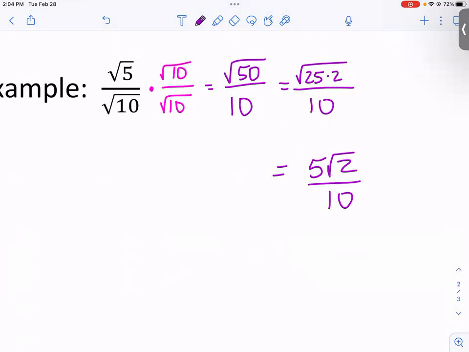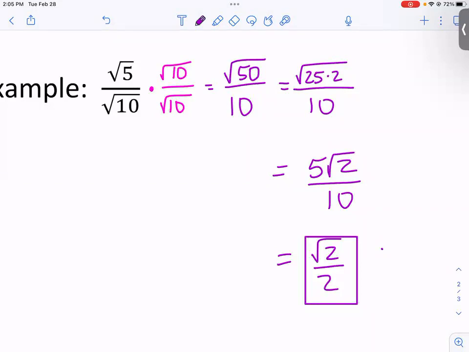Is that it? 5 over 10. We have radical 2 over 2. Which equals radical 2 over 2. Divide them by 5. Okay, hold on. We gotta digest this.